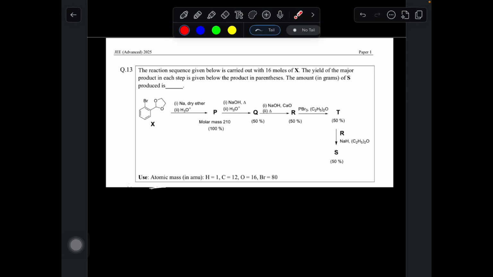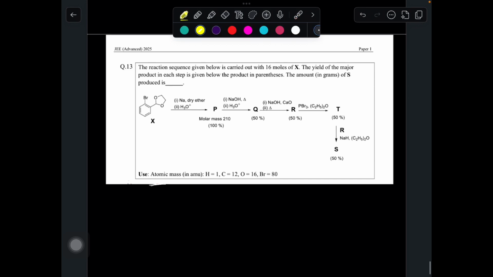So this is a very interesting and somewhat lengthy question. I'll solve it, so follow along with me. First of all, you can see this is a reaction sequence. In the first step, sodium in dry ether, then H3O plus, then P. Another important point: the percentage yield is given.